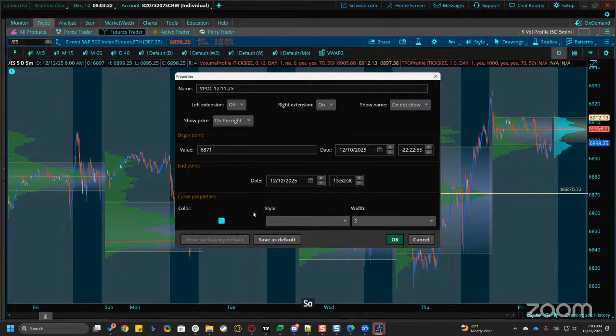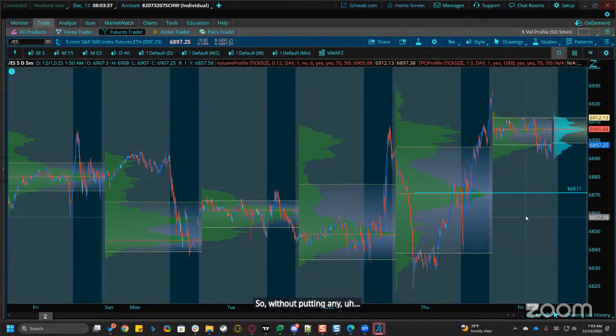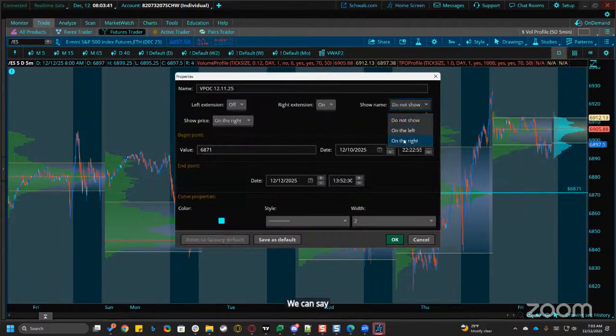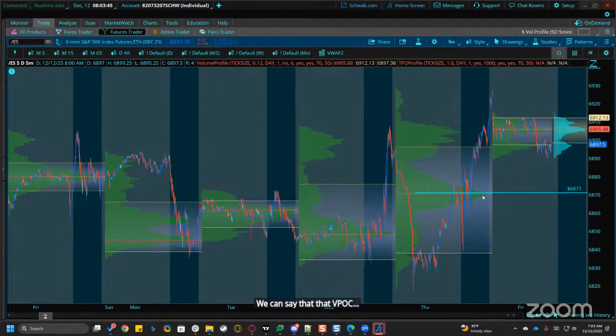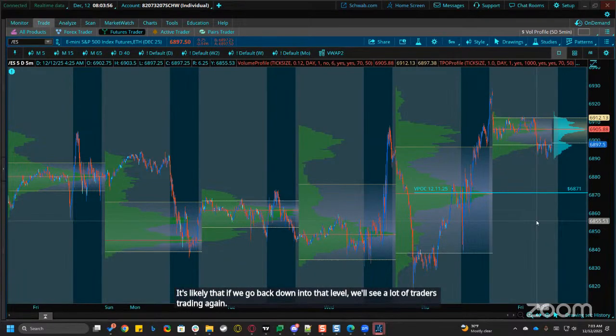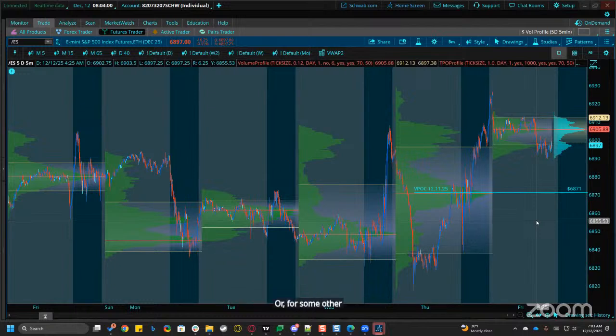So without putting any bias into things, we can say that that VPOC is where the greatest amount of trading volume took place yesterday. It's likely that if we go back down into that level, we'll see a lot of traders trading again, either from traders' remorse of yesterday or for some other reason this morning. Okay?